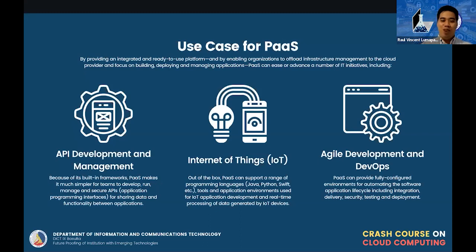PaaS can support a range of programming languages like Java, Python, Swift, using platform as a service. The tools and applications by users for IoT development, application, and real-time processing of data which can be generated by IoT devices. Especially if you're deploying, for example, research, this is a common thing that happens with researchers, for implementing IoT.